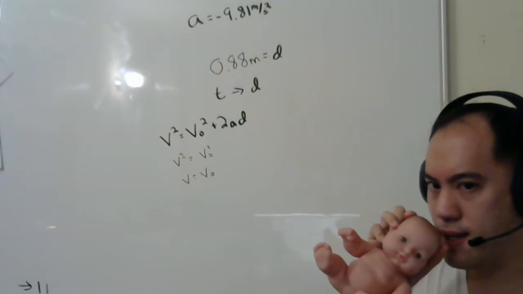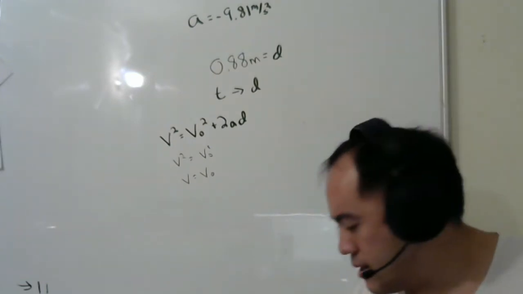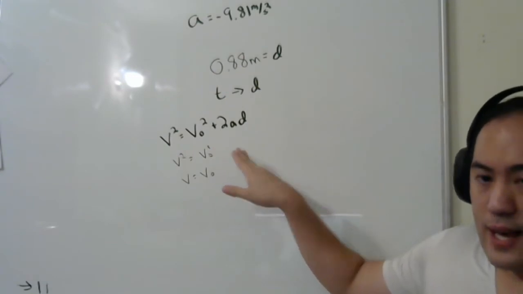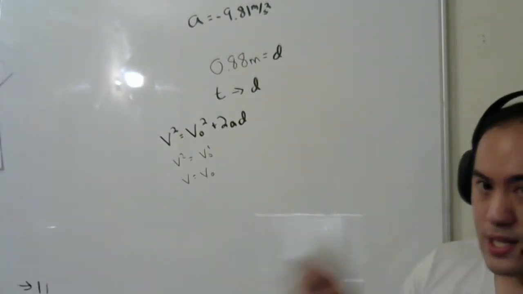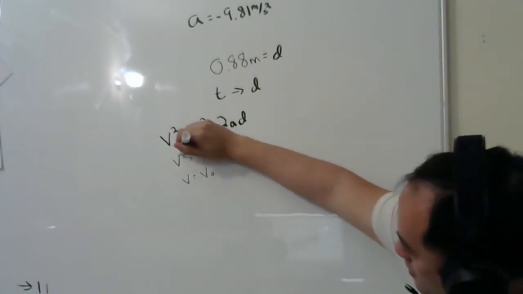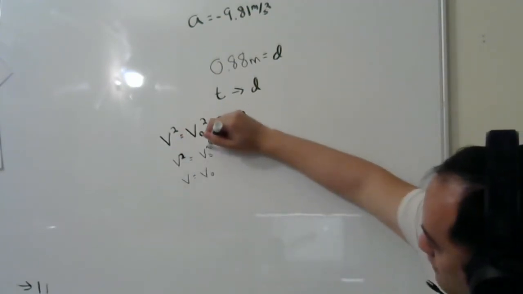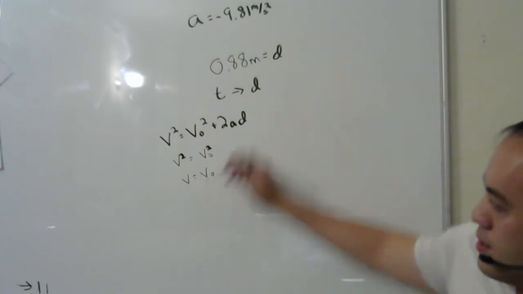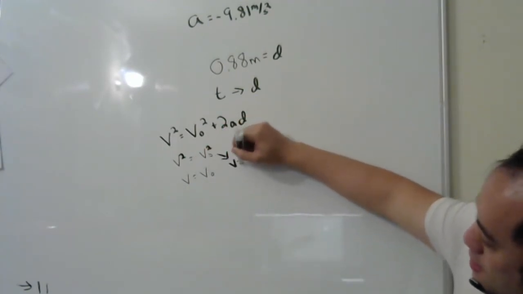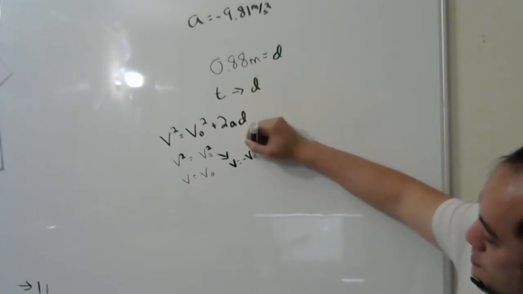V could be negative. Yes. The squaring function has two answers. Any equation with a square has two answers because the square of a negative number is a positive number. Either v equals v naught or v equals negative v naught.